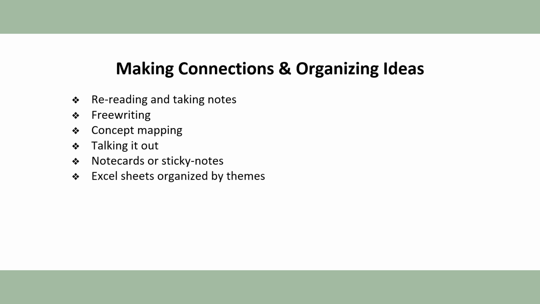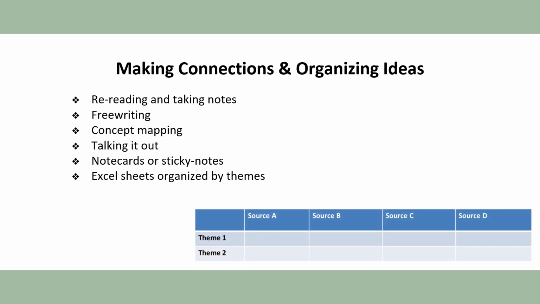Also useful if you're preparing to write a literature review is using Excel sheets and organizing those by theme. So this is an example of that, where you have your sources across the top and your themes across the side. This is what you could call a literature review matrix.